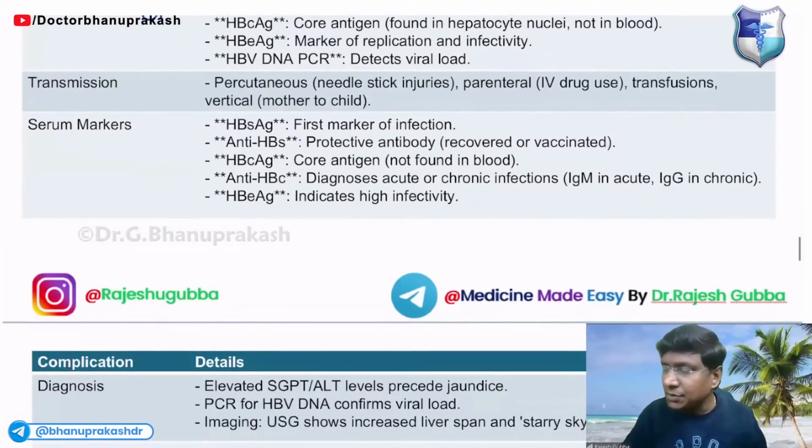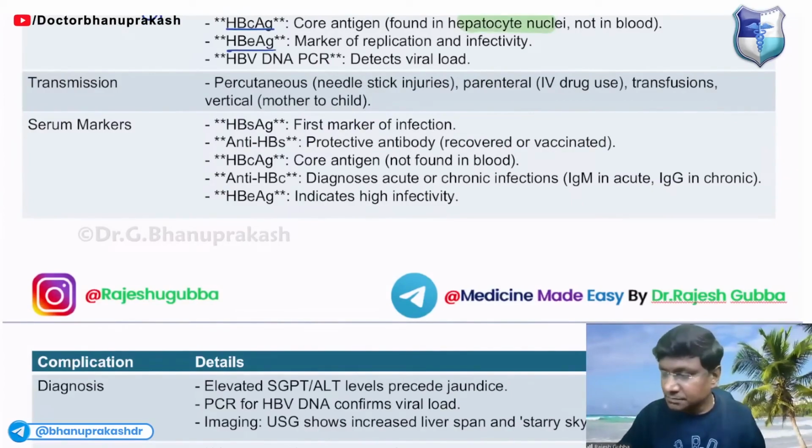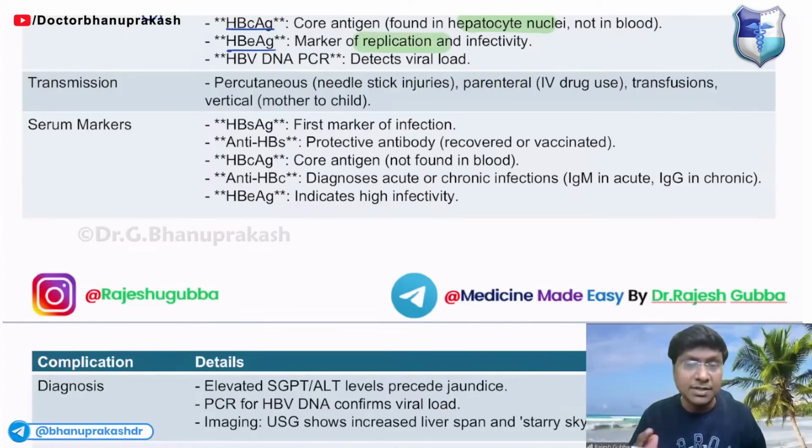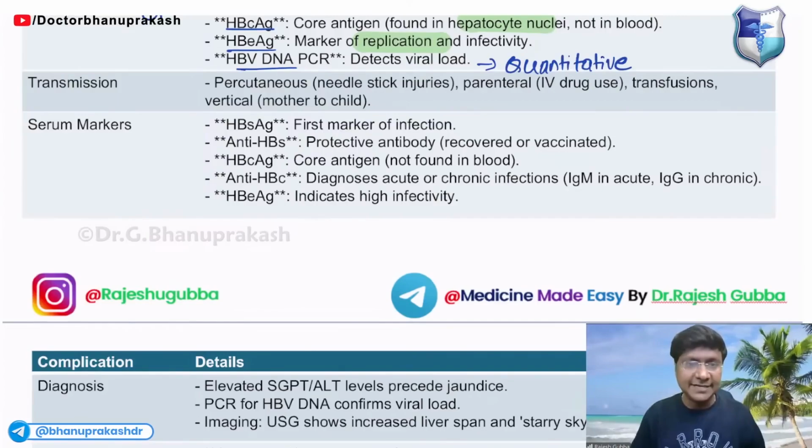Now, coming to the core antigen. Please remember, the HBc core antigen will never appear in the blood. Why? Because it will remain within the hepatocyte nuclei itself. Another important serological marker is envelope antigen. It will tell you about the replication as well as the infectivity. Next important marker is the HBV DNA. This will tell you about the quantitative assessment of the hepatitis B. Done. So this is the serology related to structure.